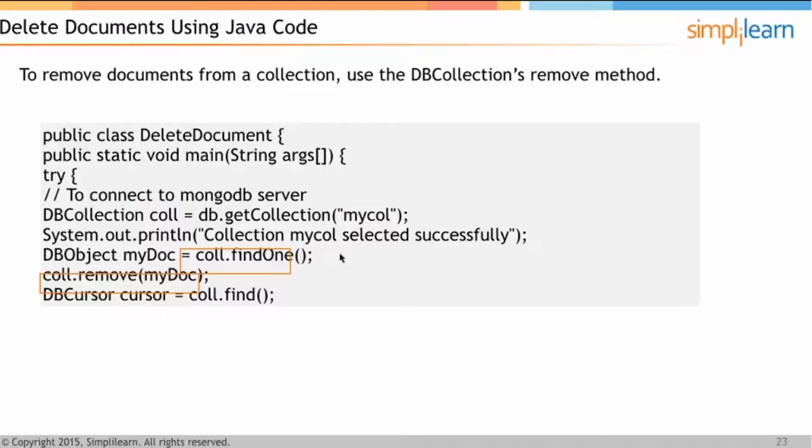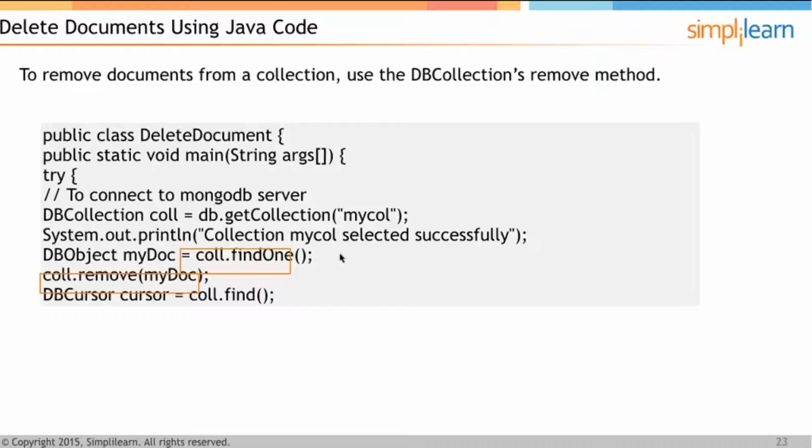In the main method, we have a try block, the same old thing we were doing from the previous slides. I make a DBCollection object where I get the collection. Here, please see coll has the mycol collection in it. Then I did System.out.println "Collection mycol selected successfully." It means I have the mycol collection with me right now.